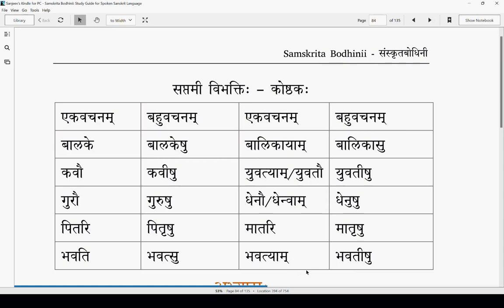Matsyaha nadyam santi. Similarly, let's say you want to say, in the pen there is ink. Lekhanyam. What was ink? Ink is like mashi. Mashi lekhanyam santi. What is it? Asti.